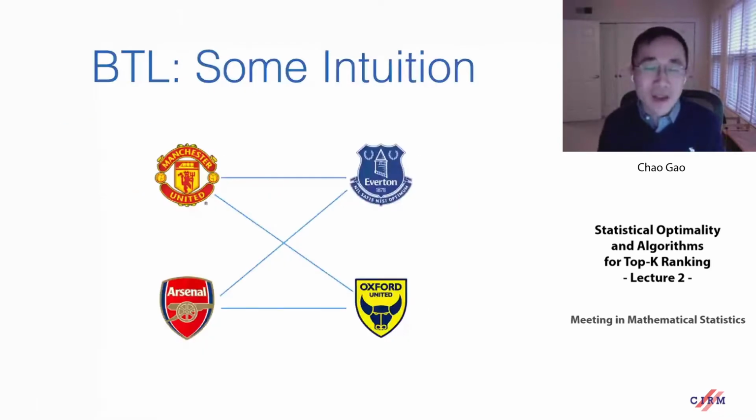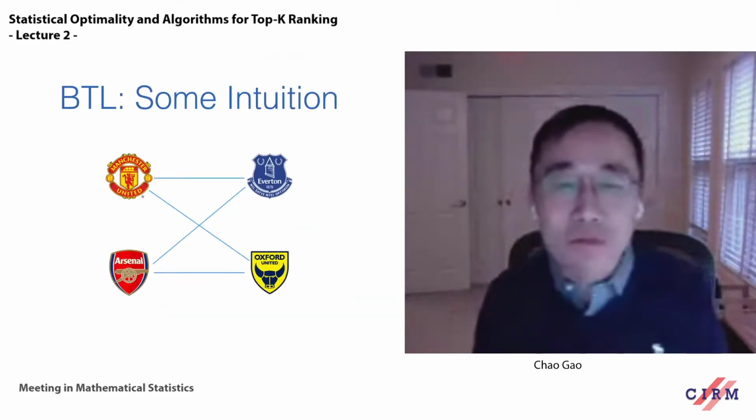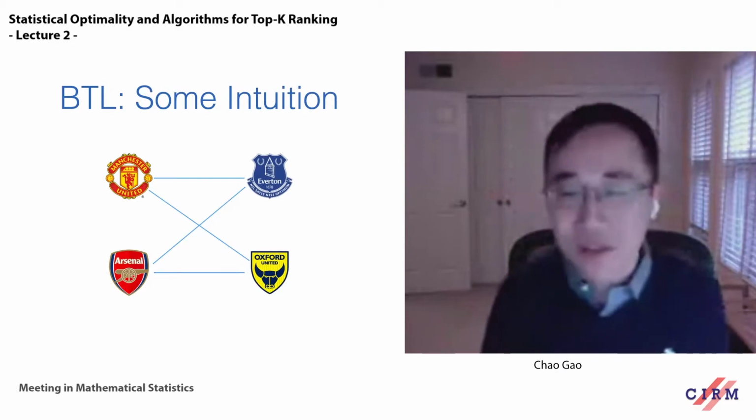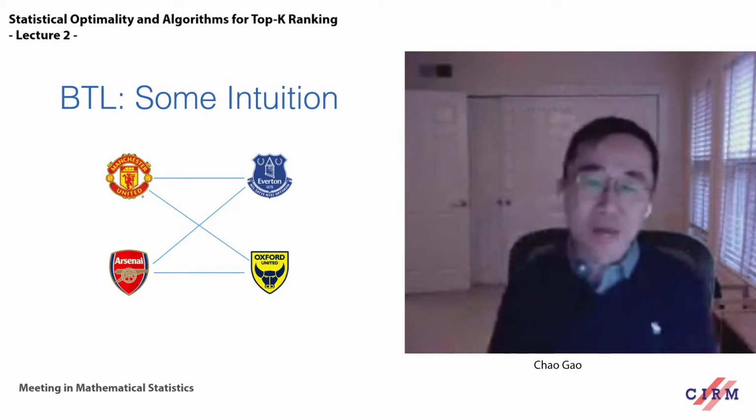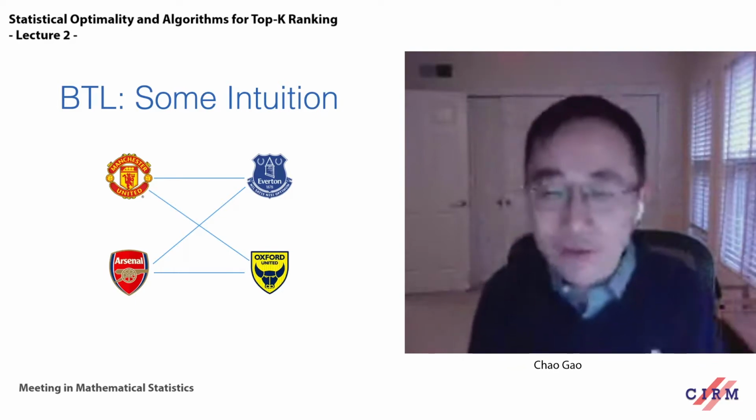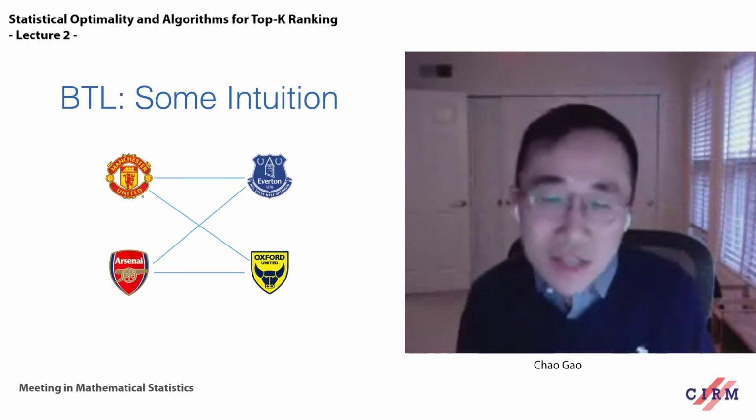I believe this is basically the same example that I used in Tuesday's talk, and the goal here is to compare Manchester United and Arsenal. We just want to decide which team is the stronger team between the two. As you can see, there's no edge between Man United and Arsenal, so you cannot make a direct comparison. The comparison has to be made through the games played against other teams, right? For example, let's look at the games played against Oxford United. If you know Oxford United, this is a team in League One.